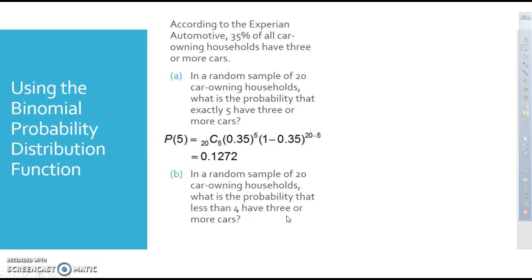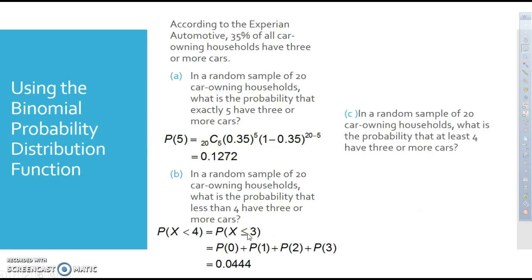We have that same number of trials, but this time we want the probability that less than 4 have 3 or more cars. Think less than 4 is going to be the same idea as less than or equal to 3. So you might want to rewrite it first that way. If it's less than or equal to 3, we're going to have to find the probability of 0, probability of 1, probability of 2, and probability of 3. Use that formula and you'll get this answer.